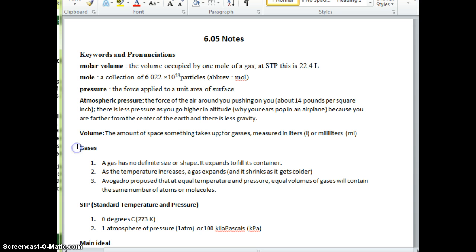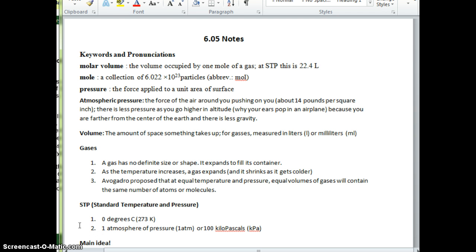And so let's talk about gases. Number 1, a gas has no definite size or shape. It expands to fill its container. Number 2, as the temperature increases, a gas expands, and it shrinks as it gets colder. Number 3, Avogadro proposed that at equal temperature and pressure, equal volumes of gases will contain the same number of atoms or molecules.